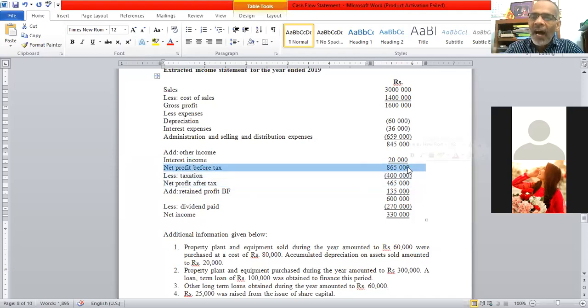Why is that? After getting the cash generated from the operation, we want to deduct our tax payment. That's why we want to take before taxation. If you are not going to deduct the tax payment in that particular year, it can be taken anywhere. That's why you have to keep in mind net profit before taxation is the starting point to prepare the cash flow statement using the indirect method.